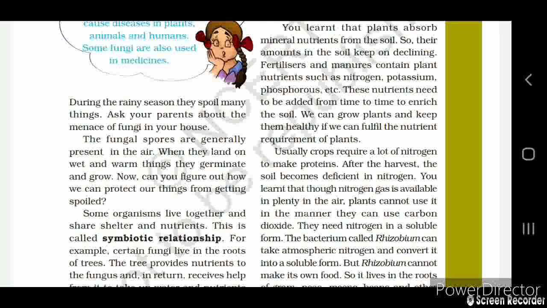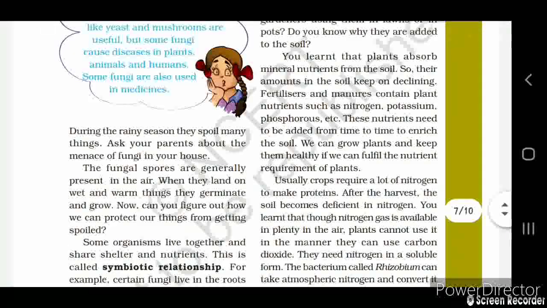Fertilizer and manure contain plant nutrients like nitrogen, potassium, phosphorus, etc. But these nutrients need to be added from time to time so that they can enrich the soil. It helps in the growth of plants. We can grow plants and keep them healthy if we can fulfill the nutrients that are required for plants.